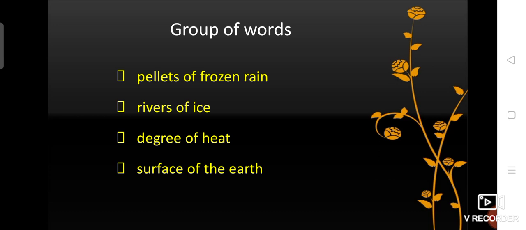Have you seen sometimes during rain we used to find some snows or ice also fell down. So they are called pellets of frozen rain. In English, in short, they used to say hailstones. The next one is rivers of ice. The rivers usually with water, if fully covered with ice, there is rivers of ice. Degree of heat. It represents the temperature. That is measurement of temperature.